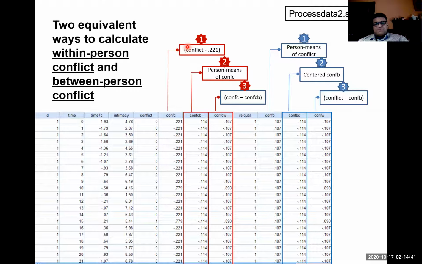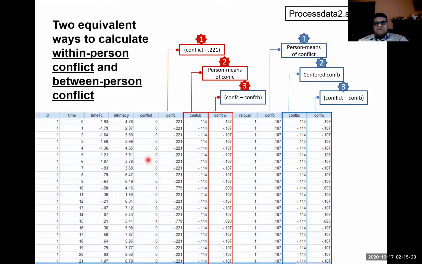So this is one set of steps to take the raw conflict variable and create the between person part, which has only between person variability in conflict, and the within person part, which has only within person variability in daily conflict. There's another set of steps that gets the exact same result. It just does it in a different order, but we end up with the same two columns that have the same values.